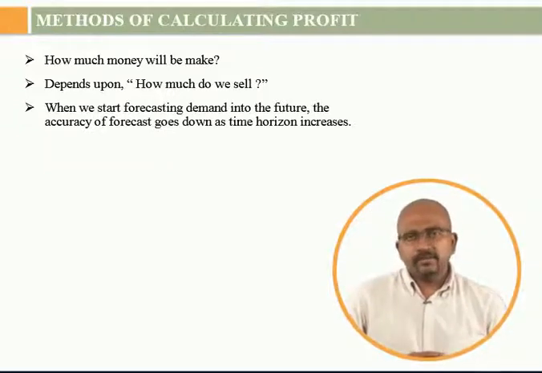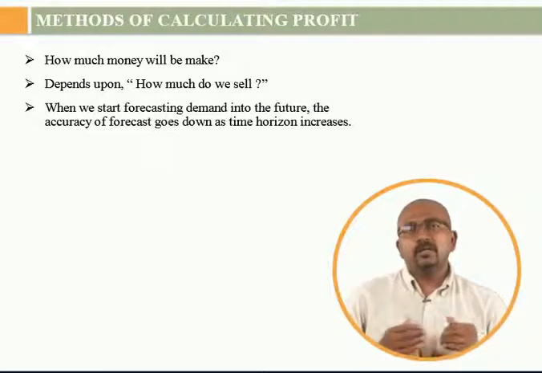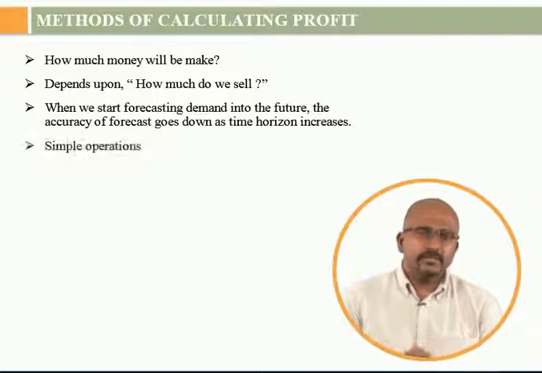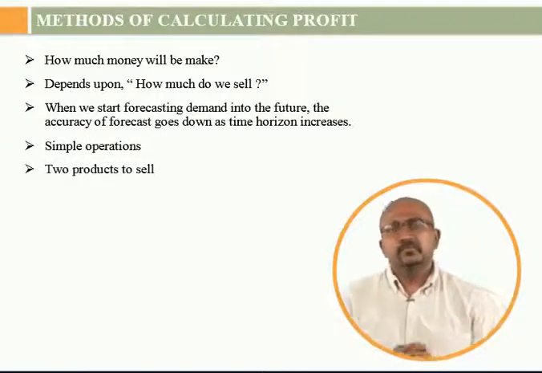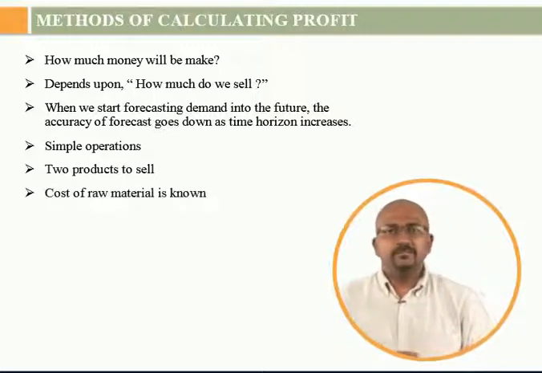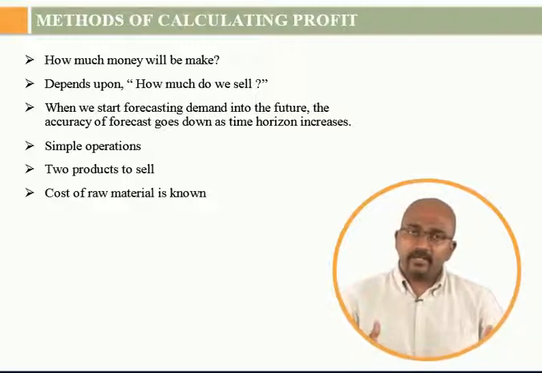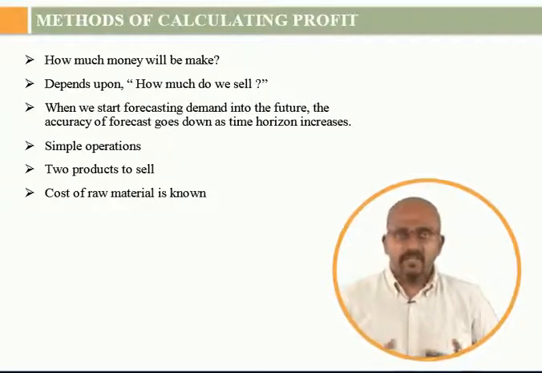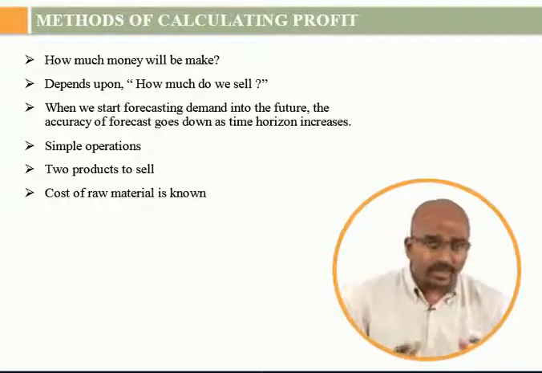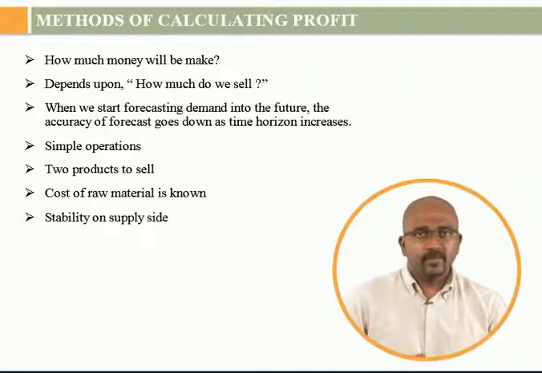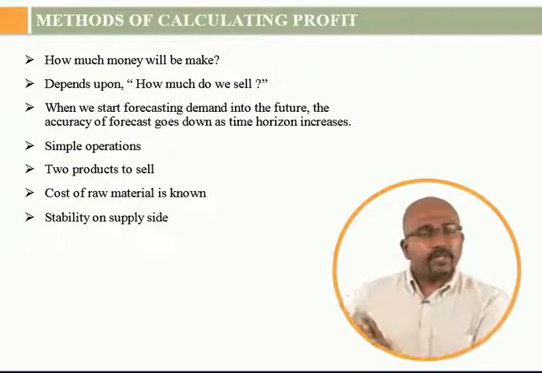If I tell you, you are managing a company which has got fairly simple operations, you have just 2 products to sell, the cost of raw material is done, and you can't even complain that my vendors are not reliable. They will supply you the material as and when you want. So there is a stability in supply side. I have taken away the variability in demand.